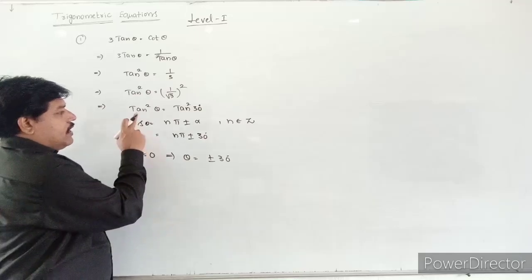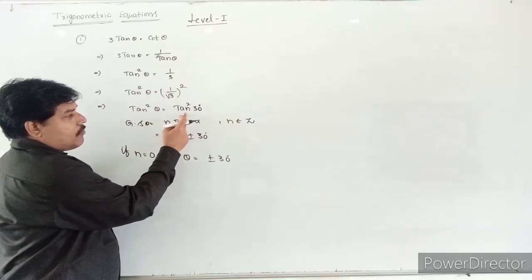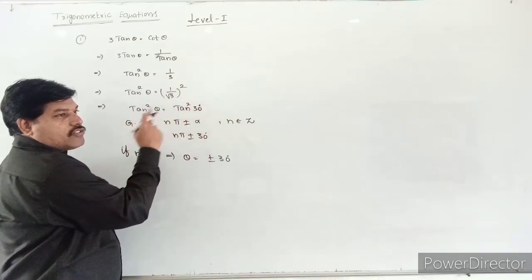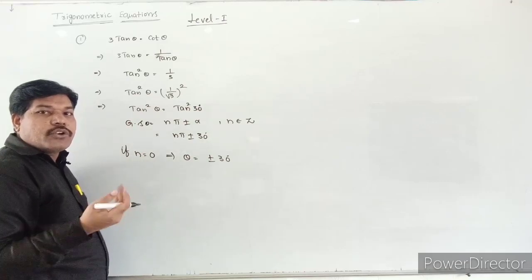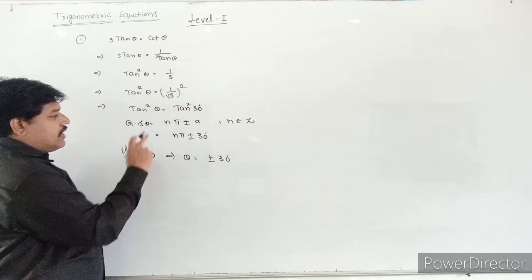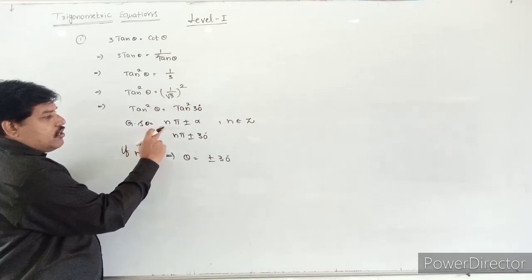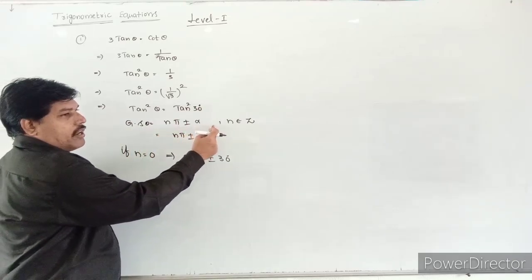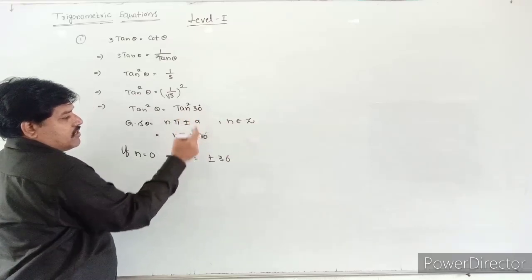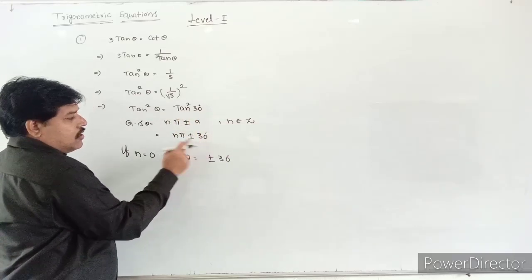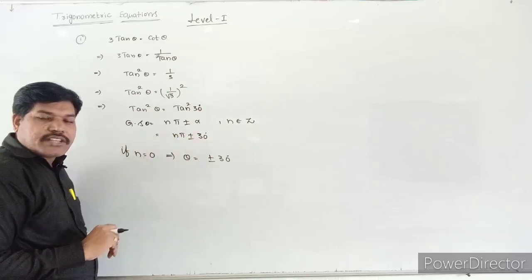So that's why tan square theta is equal to, you have to get it in the form tan square alpha. If tan square theta is equal to tan square alpha, then the general solution is theta is equal to n pi plus or minus alpha, n belongs to Z. What is the alpha value? Alpha value is 30 degrees. Replace the value here, so n pi plus or minus 30 degrees.